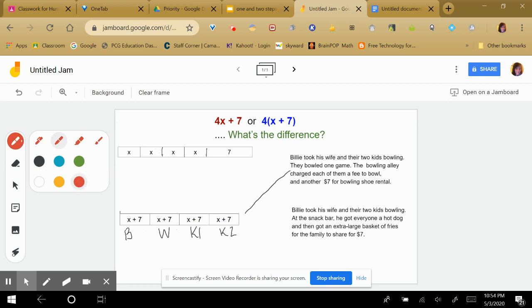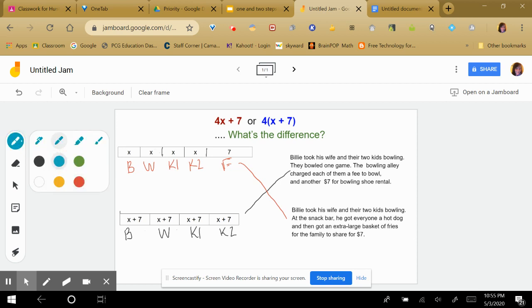Let's look at this other one and make sure that it matches up with this bottom problem. So everyone got a hot dog. So here's Billy's hot dog. Here's wife's hot dog. Here's kid 1 and kid 2. And here is $7 for the fries, right? Okay. So that one really does match up with there. Okay. So which expression do you think matches with which tape diagram?